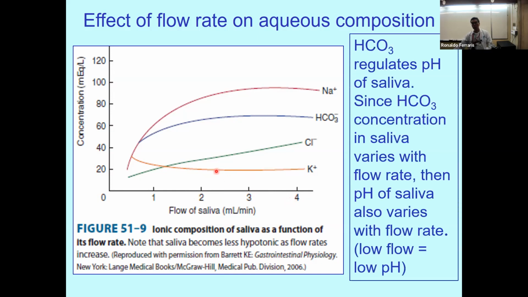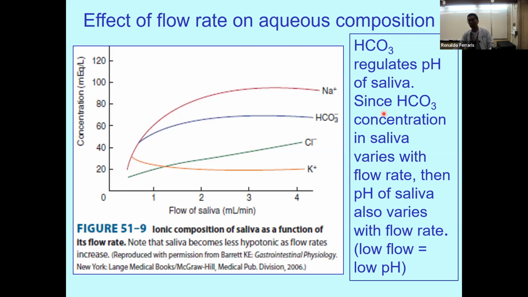The important part of these secretions is bicarbonate. For those of you who are in the Dental Scholars Program, or for just general information, bicarbonate secretions regulate the pH of saliva. You need alkaline pH in your oral cavity because an acidic pH actually dissolves your teeth. Right? So you don't want that.